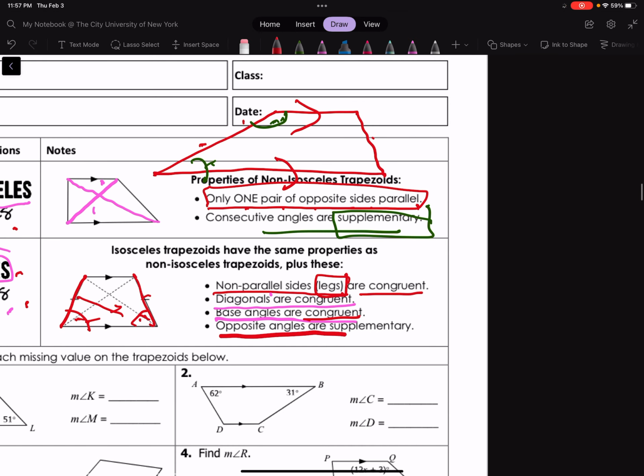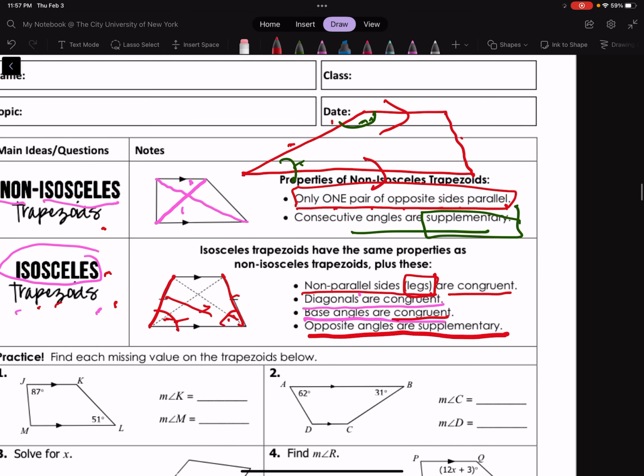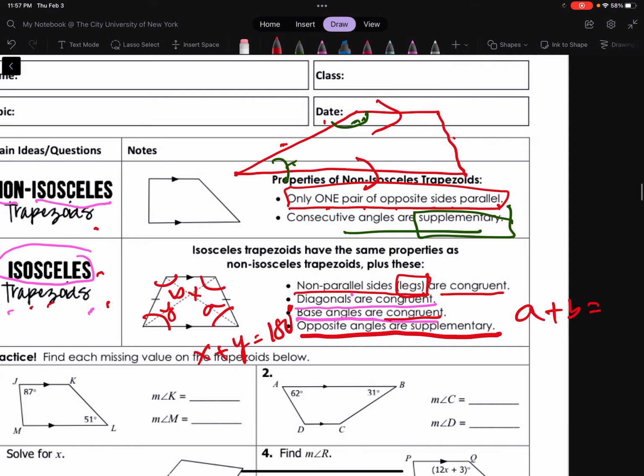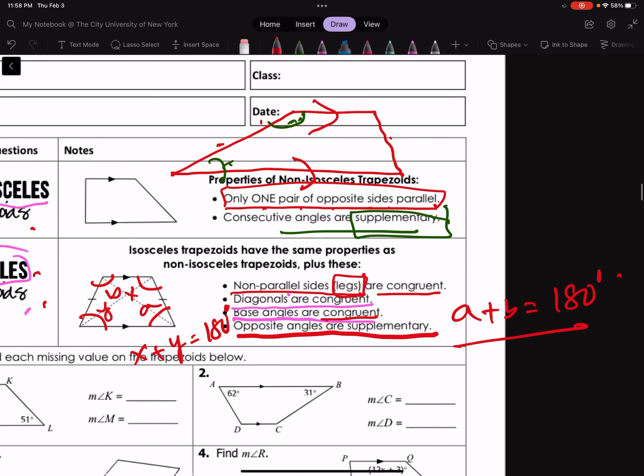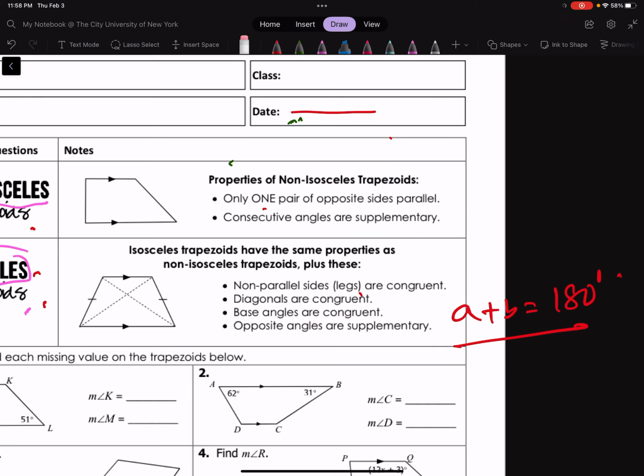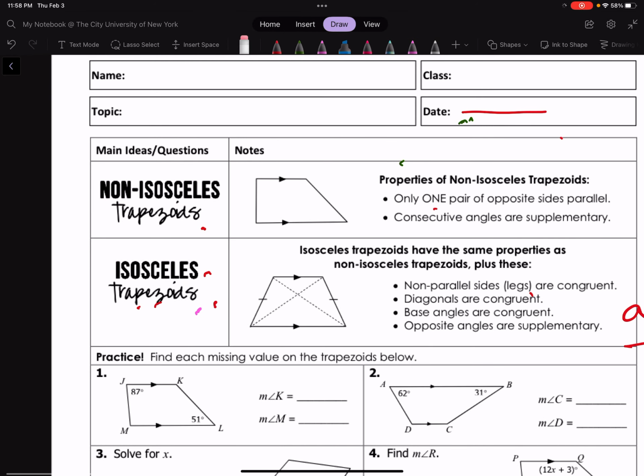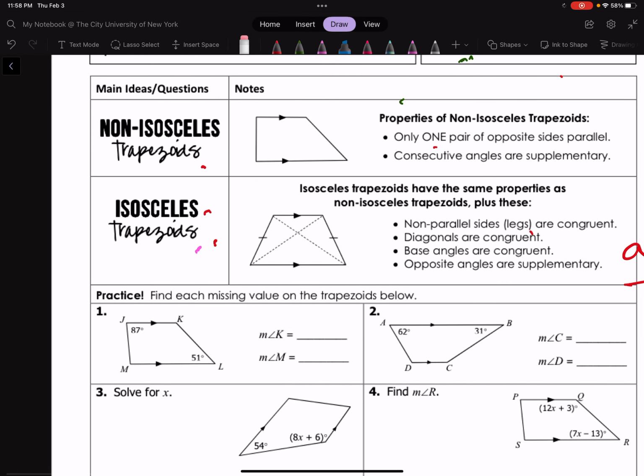And opposite angles are supplementary, okay? So here, these opposite angles might not be supplementary, but here it is granted that these opposite angles, if it is x and y, x plus y has to be 180 degrees. If it is a and b, a plus b has to be 180 degrees. All right? So look at these properties and be able to differentiate. Once you look at a figure, you will see that you can make the difference, okay?